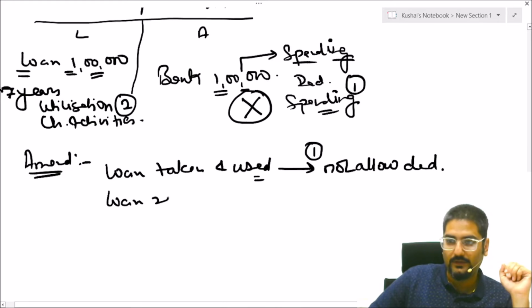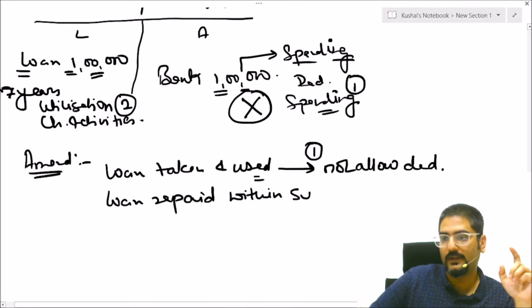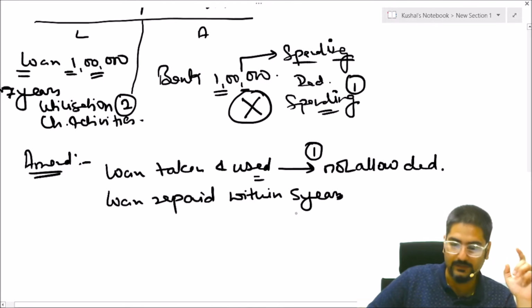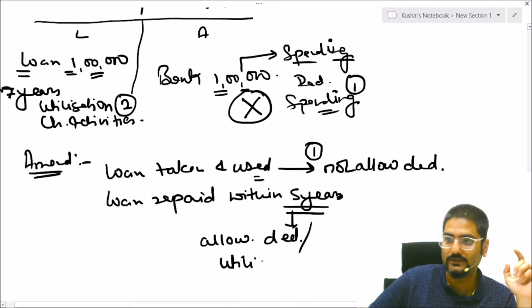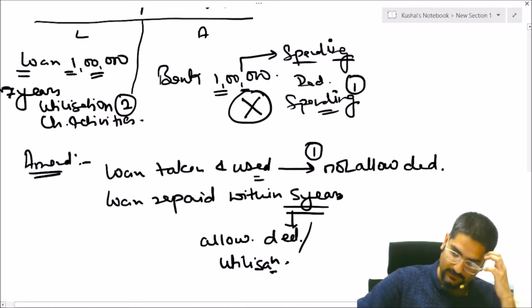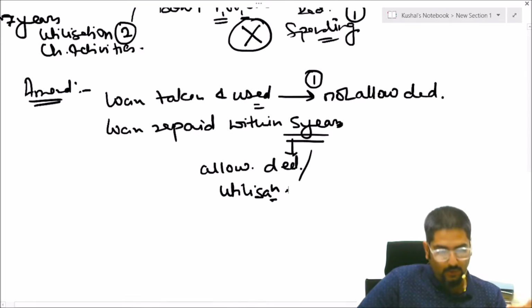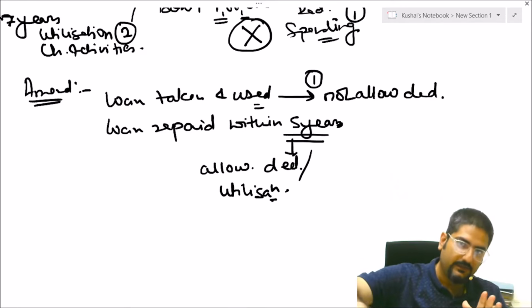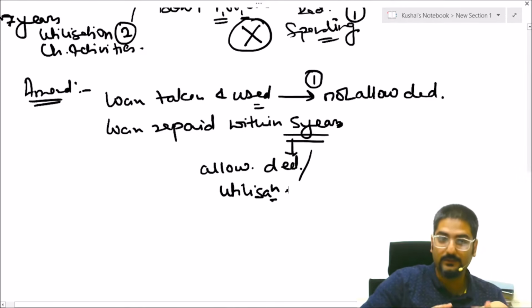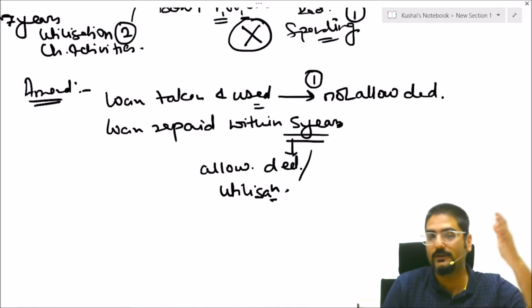And when the loan is repaid, that has to be within 5 years. Then this is allowable as deduction or utilization towards charitable activities, right? So this is the amendment which is now proposed, that if any trust which obtains a loan, right, then uses that loan for charitable activities, then at that point of time it is not treated as utilization. But it is treated as utilization when that trust makes repayment of the loan.